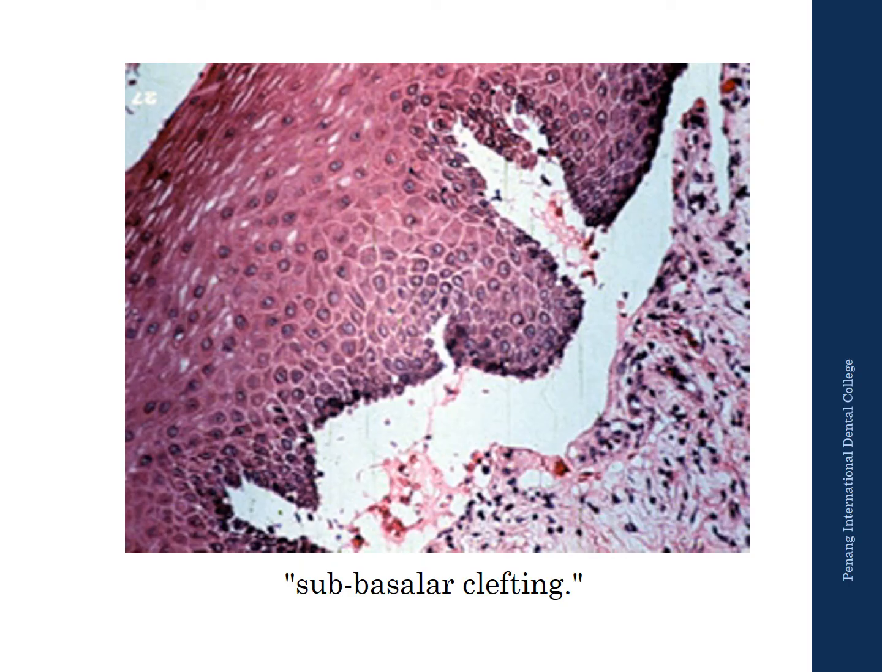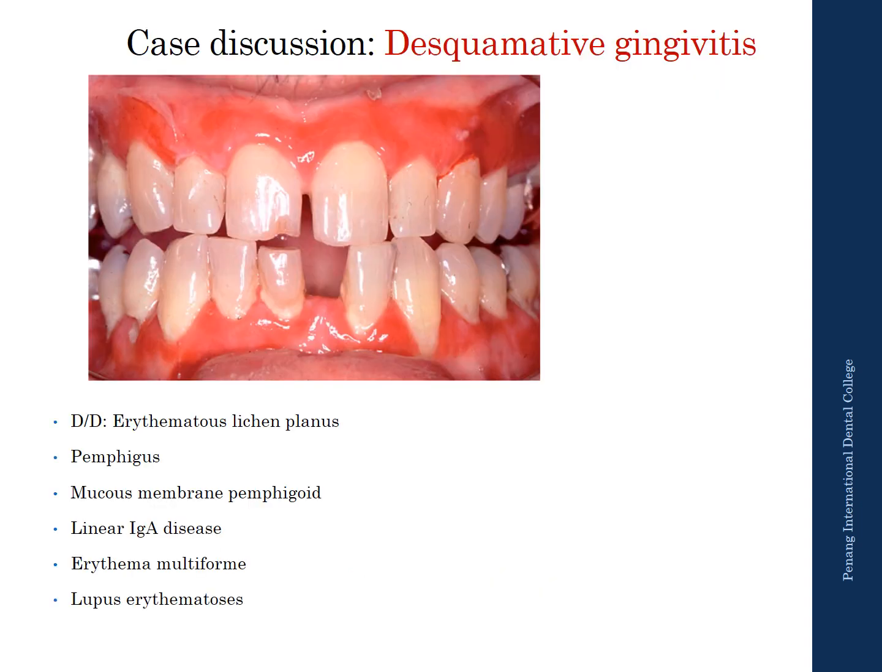This is the histopathological image of subbasilar clefting, which is evident, and that is the area where the bulla is formed. This is a case of desquamative gingivitis, and the gingiva appears extremely erythematous, and you can see that it does not look similar to periodontitis or simple gingivitis. Of course, it is a very painful condition, and the gingiva can bleed easily upon touch.